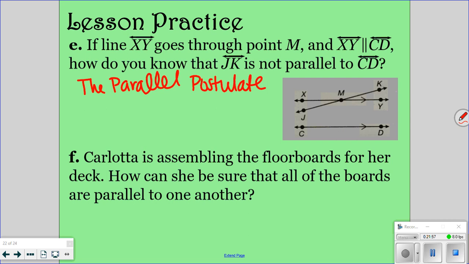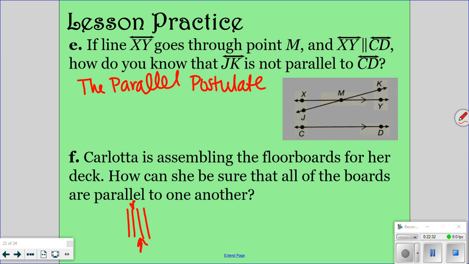Okay, looking at F. Carlotta is assembling the floorboards for her deck. How can she be sure that all the boards are parallel to one another? So all she has to do is make sure that if this board is parallel to this one, then this board needs to be parallel to the second one. And then this board would be parallel to that one. Just make sure that all of your adjacent boards are parallel to each other. Then all the boards will be parallel to one another by the transitive property of parallel lines. So that's all you have to do on that one.